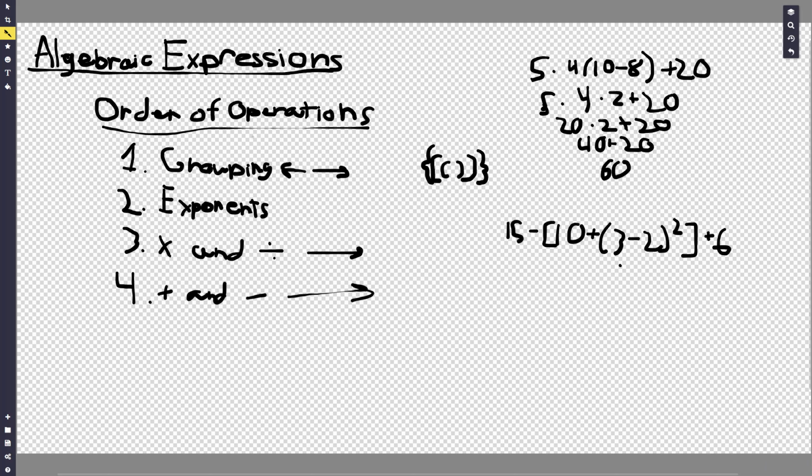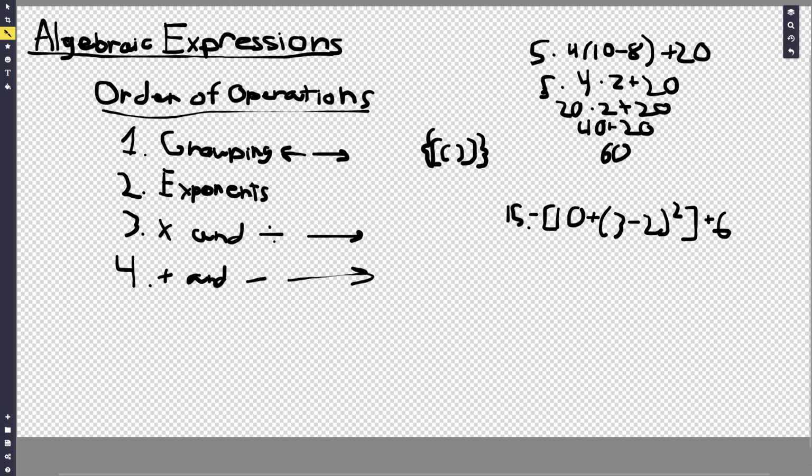Next, we have this expression here. So we have 15 minus [10 plus (3 minus 2)squared] plus 6. As you can see here, we're going to start with groupings, but there's two different types of groupings. You see there's the parentheses, and then there's the brackets, right? Well, we start with the inner parentheses first, right? So let's simplify this. 3 minus 2 is 1. So let's rewrite: 15 minus 10 plus 1 squared plus 6. 1 squared, we're going to evaluate the exponent, right, because that's next, which is 1. 1 times 1 is 1.